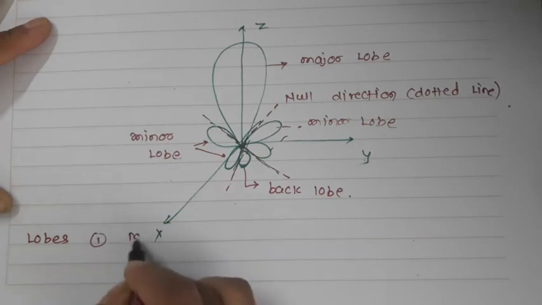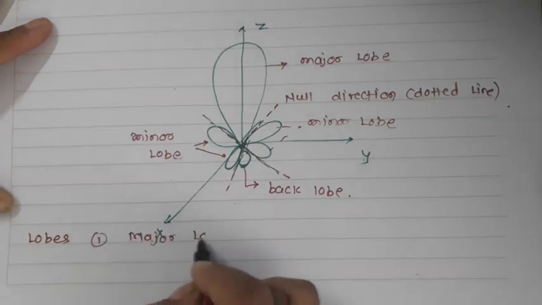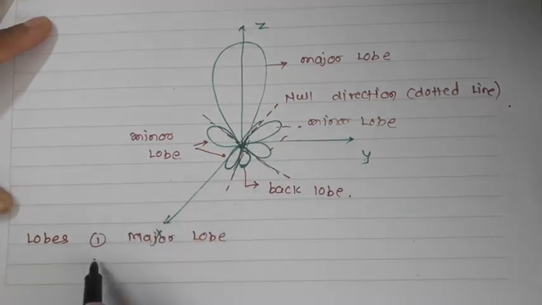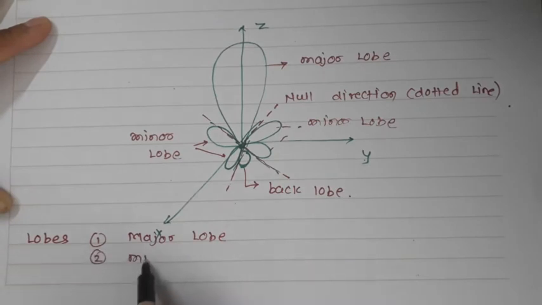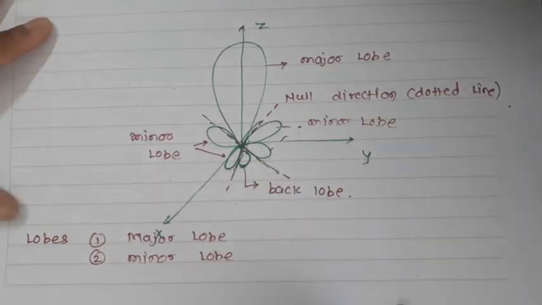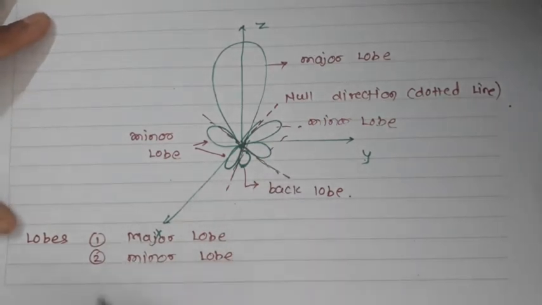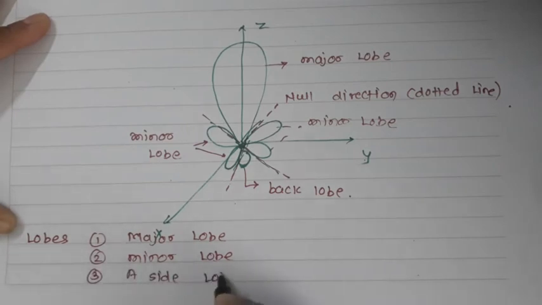The first lobe I'll talk about is the major lobe, where you can see the maximum radiation. The second is the minor lobe, where you can see smaller radiations, or a very small amount of power transmitted, called the minor lobes. Next is the side lobe. Here you can see the side lobes. Now we are going to discuss it separately.